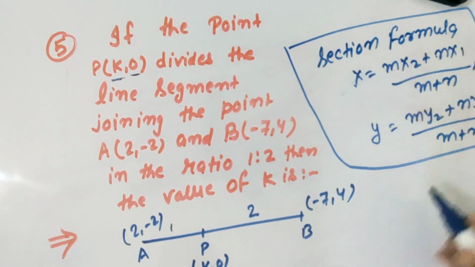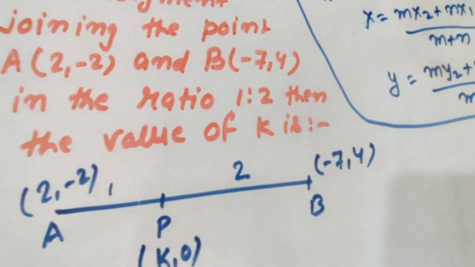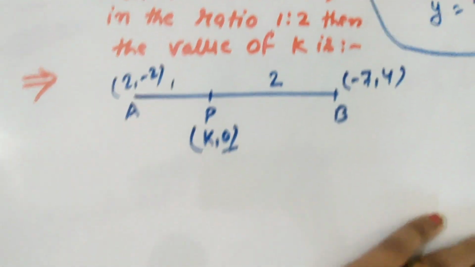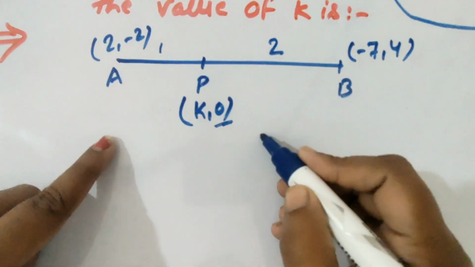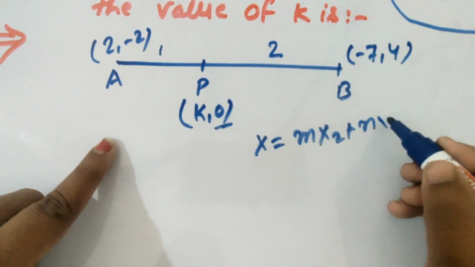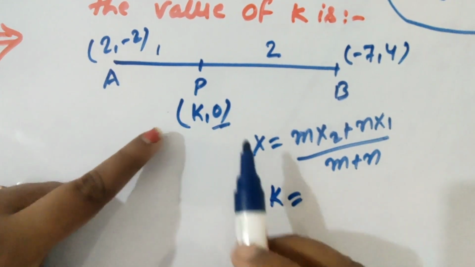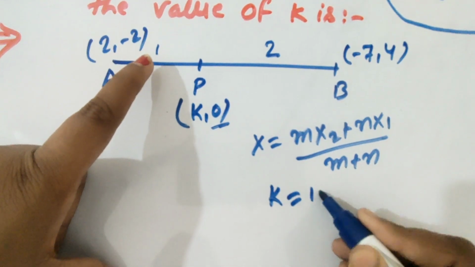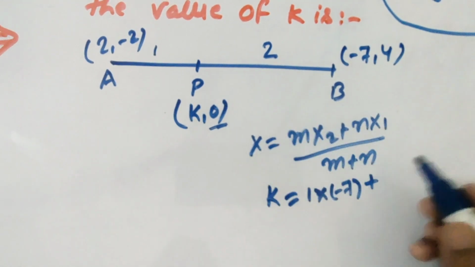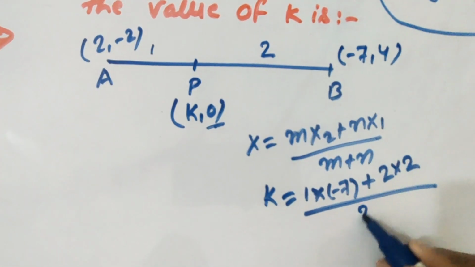This is the section formula. This is the x coordinate and this is the y coordinate. I need only the x coordinate because the y coordinate is already given as 0. The x coordinate is (m x2 + n x1)/(m + n). The x coordinate is k, m is 1, x2 is -7, n is 2, and x1 is 2. So m plus n is 1 plus 2, which is 3.